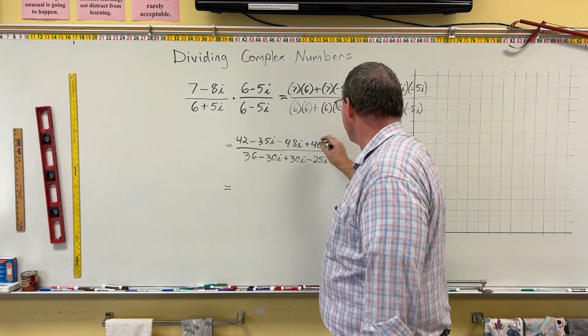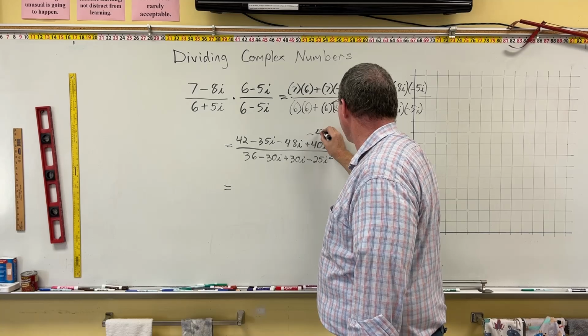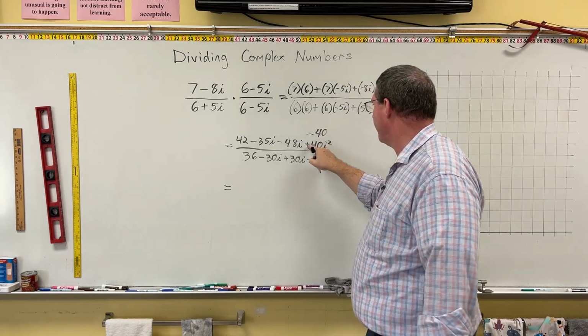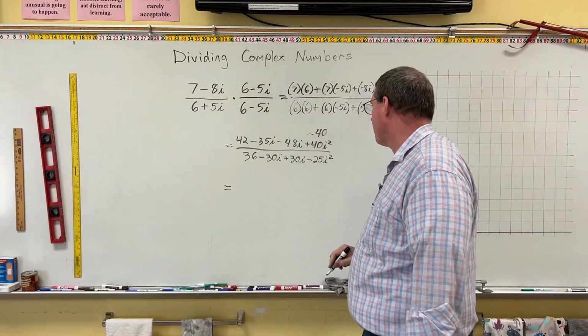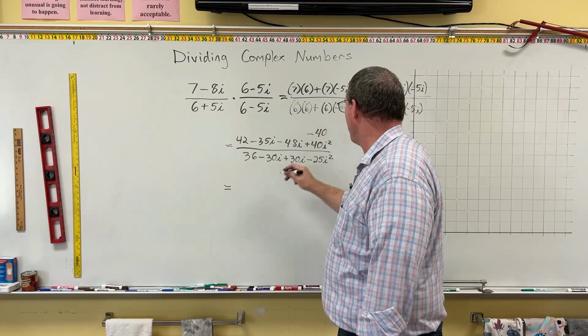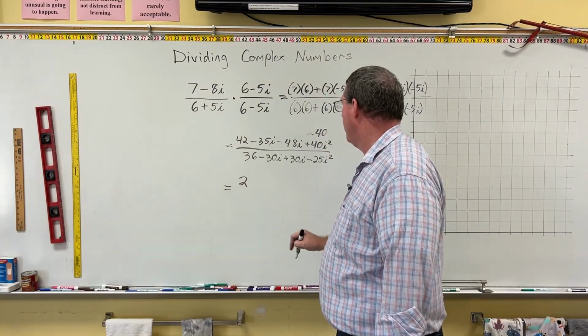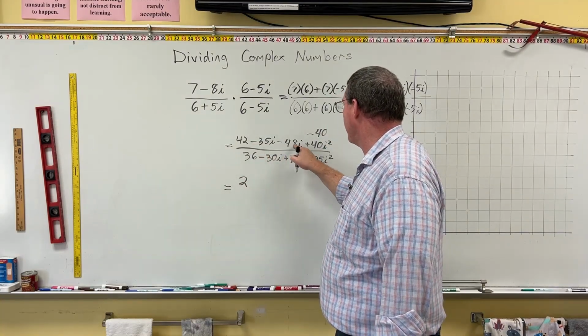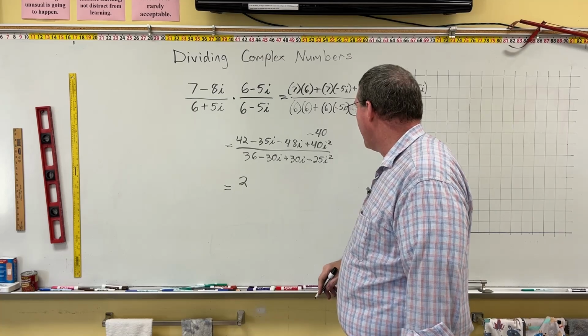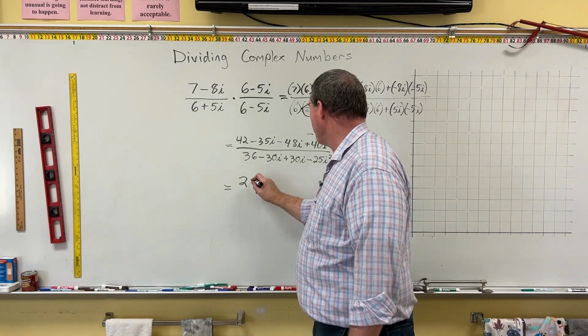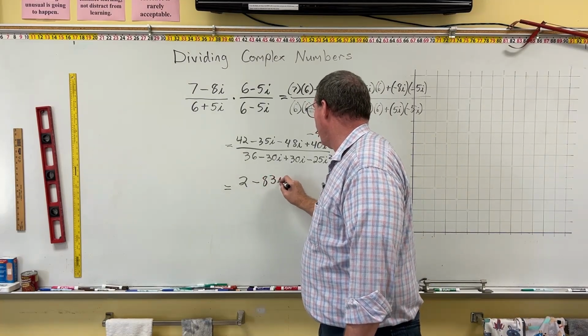And so now this is going to become 42. Now look, this right here is going to become minus 40. The i squared is negative. It's going to change the sign of this. It's going to be minus 40. So 42 minus 40 is 2. Then we have minus 35i minus 48i. That's minus 83i. That's the numerator.